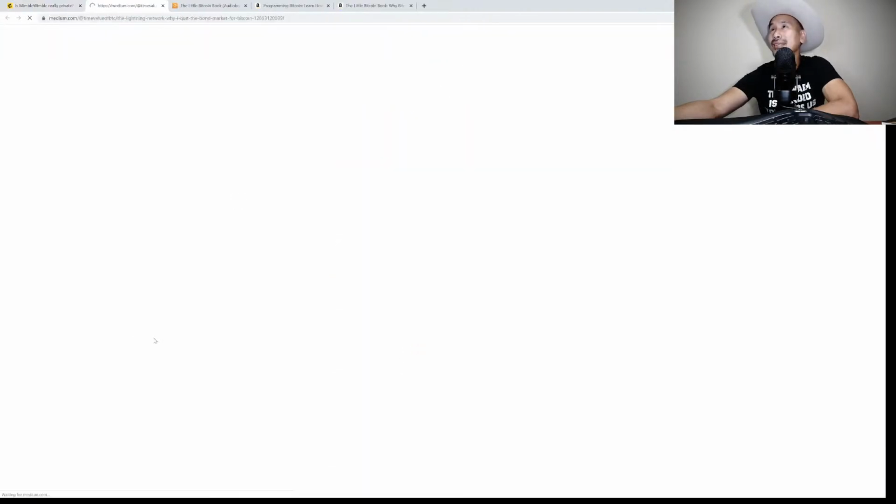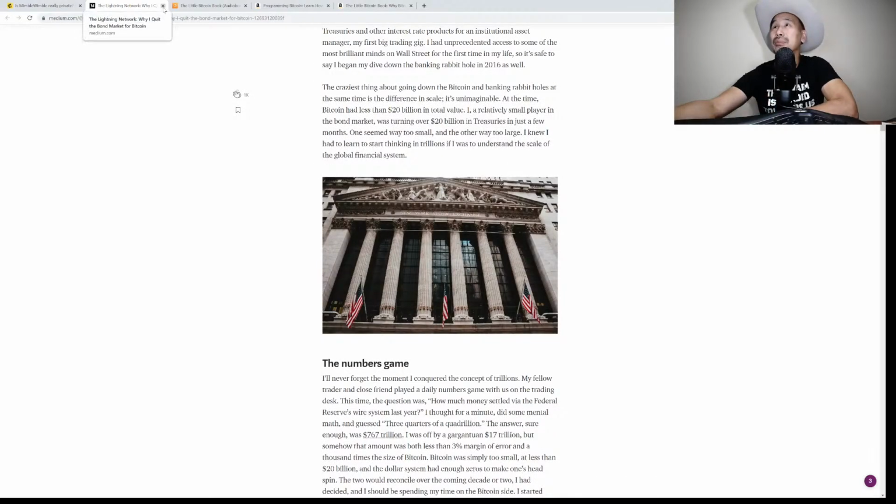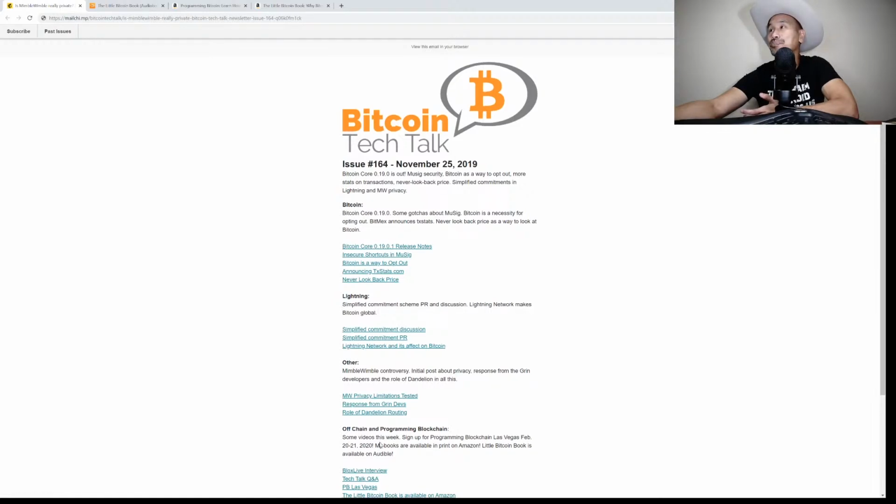All right, Lightning Network and its effect on Bitcoin. The Lightning Network: Why I Quit the Bond Market for Bitcoin by Nick Baccia. So I'll do a read through of this a little bit later, but it's an interesting article about Lightning.